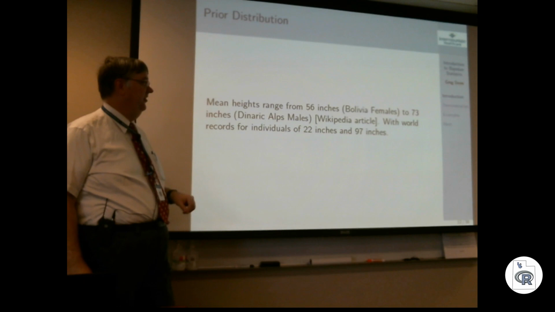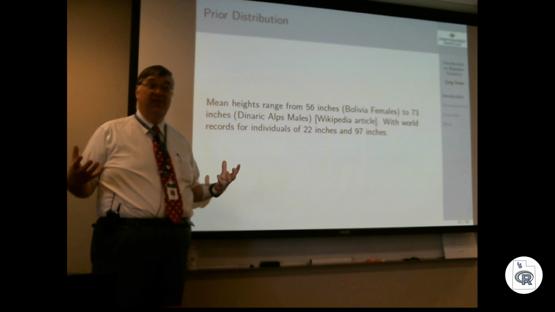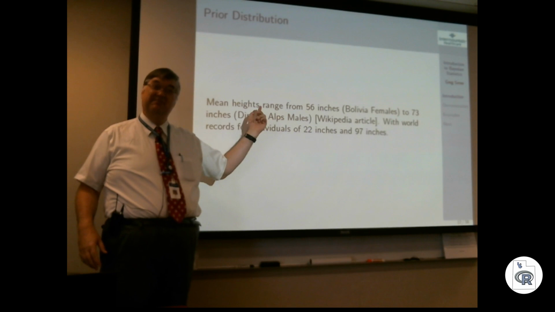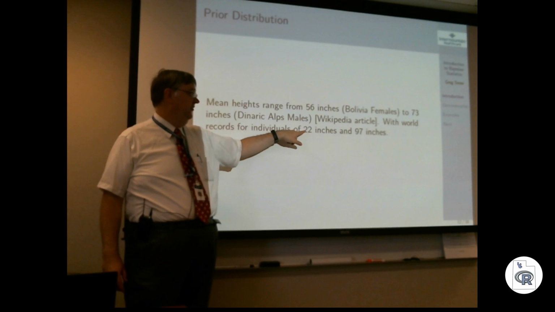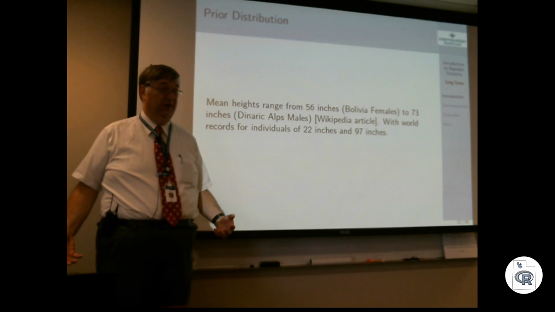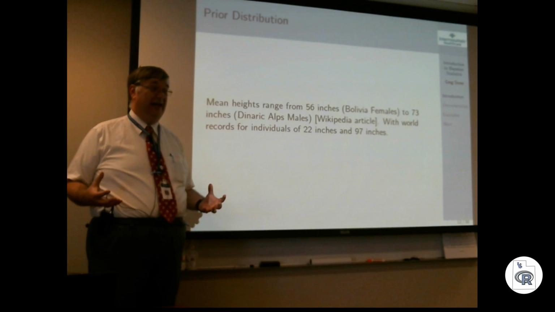So for the Wikipedia article, that gives us some information right there: it seems unlikely that this new island would have an average height outside of that range, or at least not very far outside of it. Another quick Google search found that the world record heights for adults are 22 inches for the world's shortest man and 97 inches for the world's tallest man. So I would be really unlikely to think that the average height of these new islanders would be outside of that range.